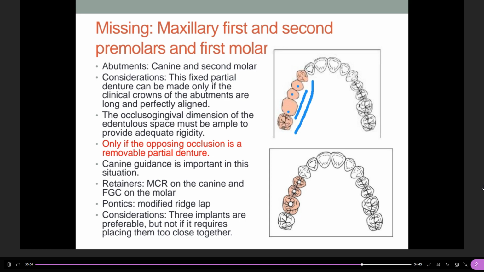When the support is very good for the canine and also for the second molar, you can give a fixed prosthesis, but it depends on whether the opposing occlusion is a removable denture. If the opposing occlusion is a completely dentate patient, you should avoid such a prosthesis and go for an implant supported fixed prosthesis.